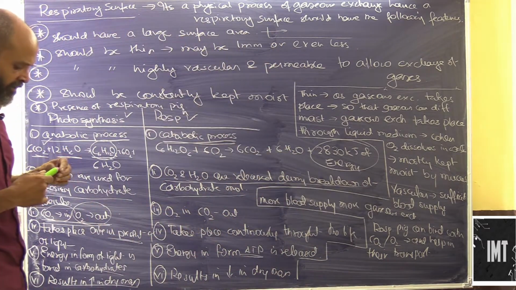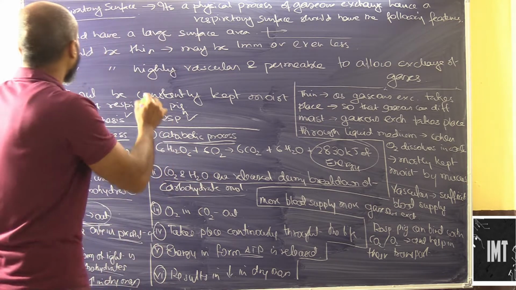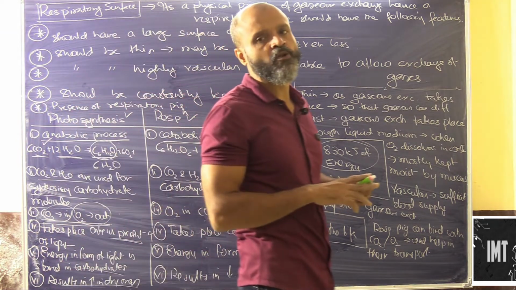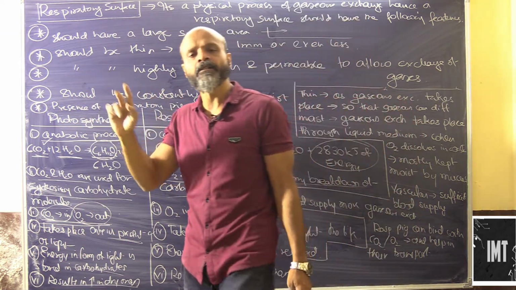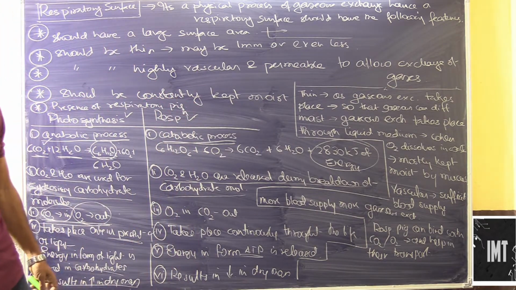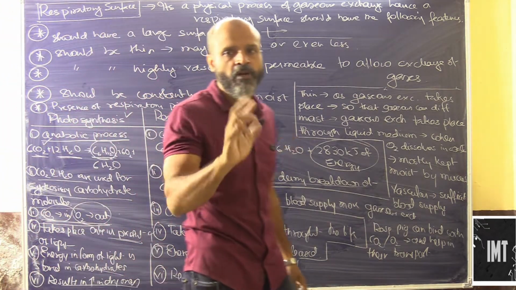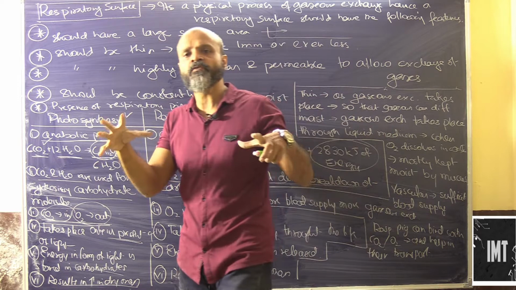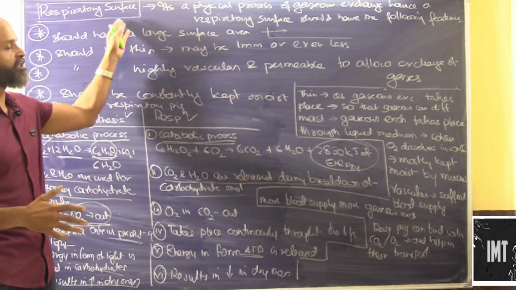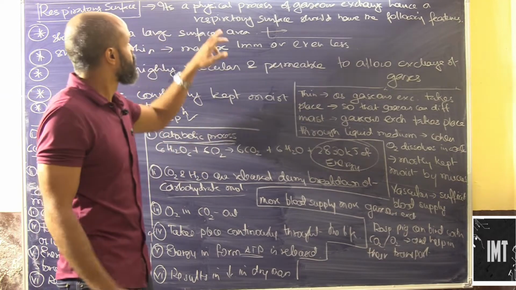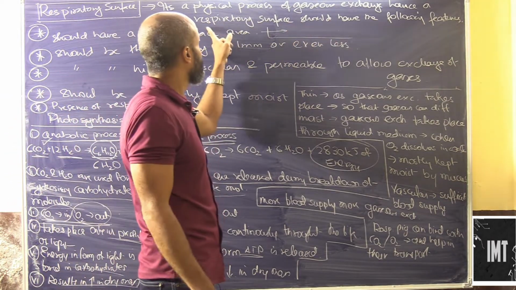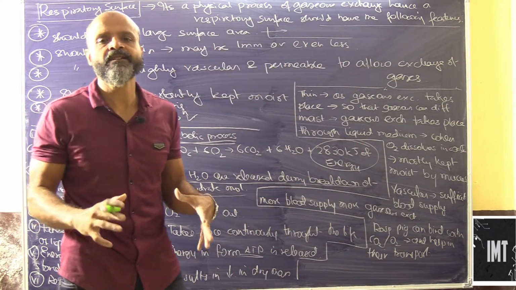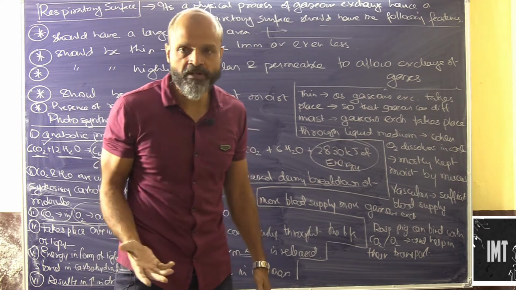Now we will study what is basically a respiratory surface. As we saw in aerobic respiration, there are two processes, external and internal. Internal means the breakdown of the organic molecule, whether glucose, sucrose, or whatever it is, and external means the exchange of gases. This exchange of gases has to happen through a surface, known as the respiratory surface. It is a physical process of gaseous exchange, and hence the respiratory surface should have certain features which will support the process of respiration.